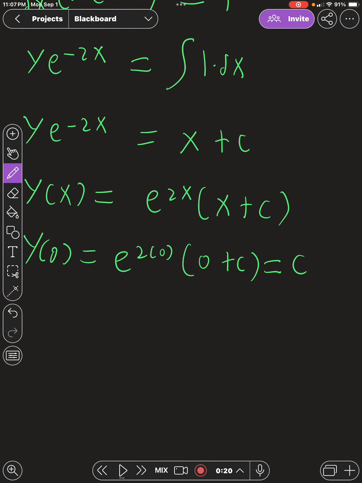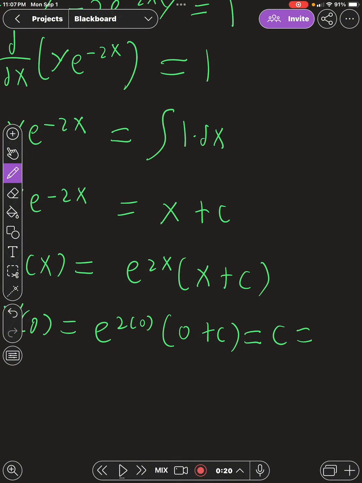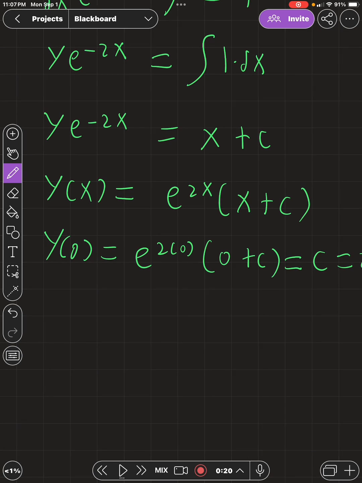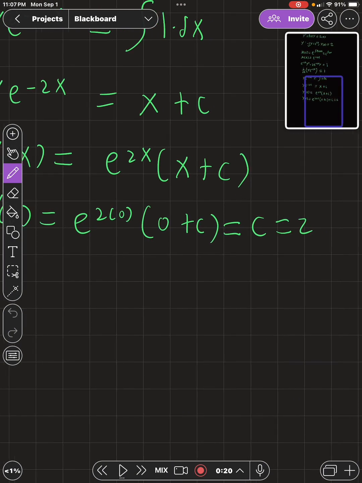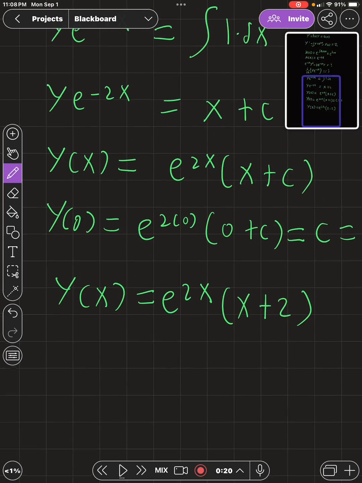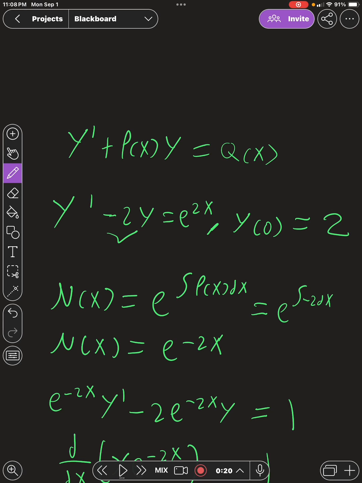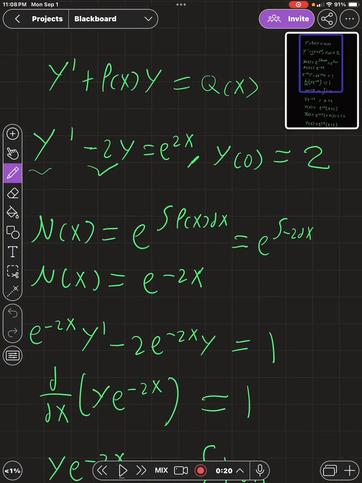And given our initial value, y of 0 is 2, we're going to get this is equal to 2. So from this, we're going to get c is equal to 2. So all in all, we solved for our constant. Now our final solution is y of x is equal to e to the 2x times x plus 2. And again, like always, if we plug this into our original equation, if we differentiate it and get y prime, we will get that it solves this initial differential equation with its respective boundary condition.